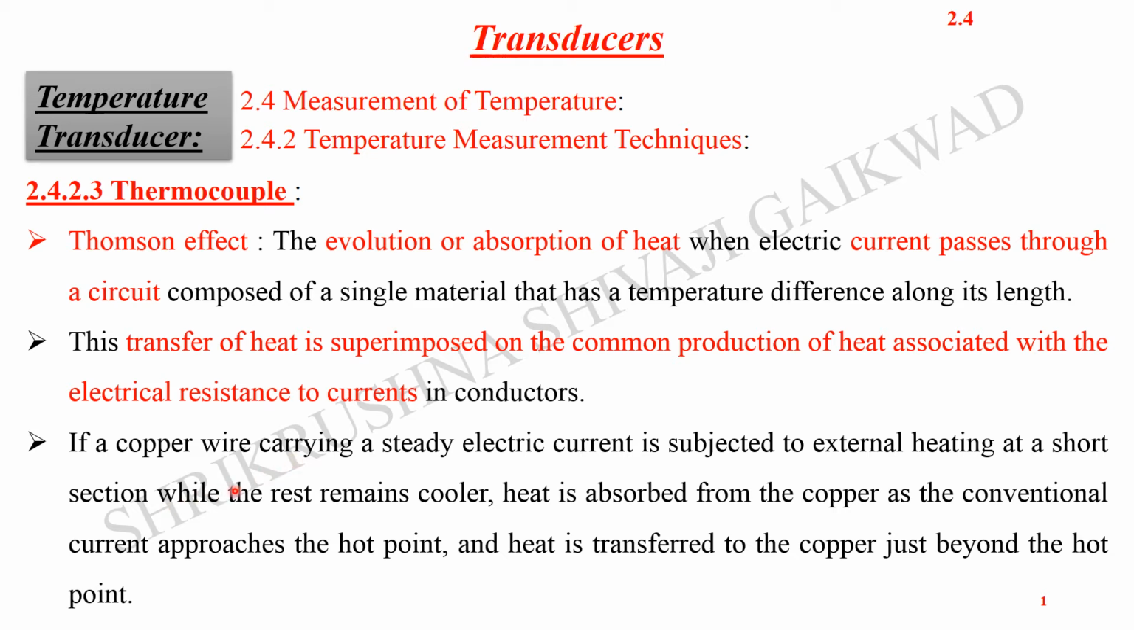Suppose this is a copper wire, and at some certain stage, you try to heat the object for a short period of time, and the remaining wire remains at the cooler region. Then the heat is absorbed from the copper as the conventional current approaches the hot junction, and heat will be transferred to just beyond the hot point as well.